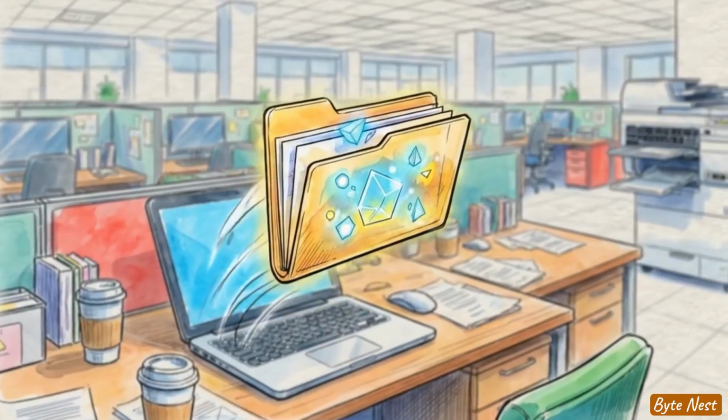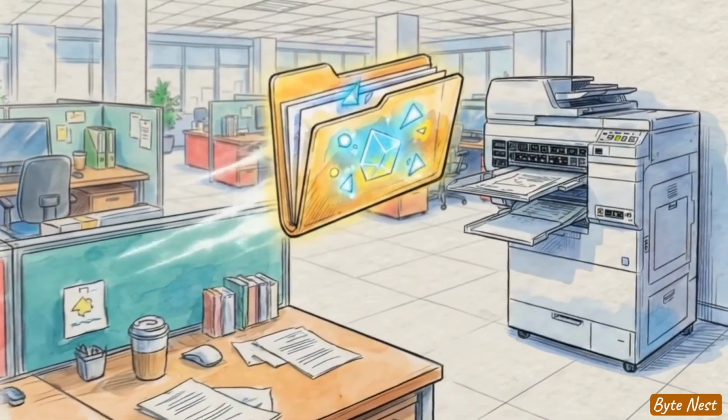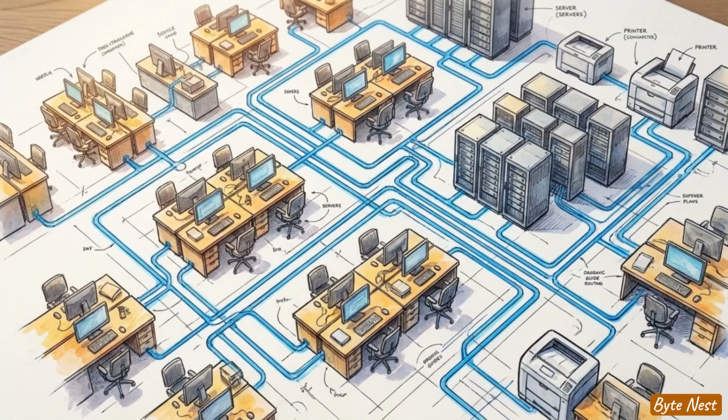Have you ever hit print on your laptop and watched your document emerge from a machine across the room? To make that happen, a digital file has to navigate the physical space of your office network. But how does it actually know where to go?